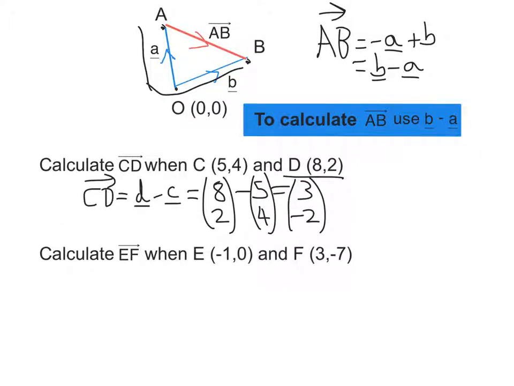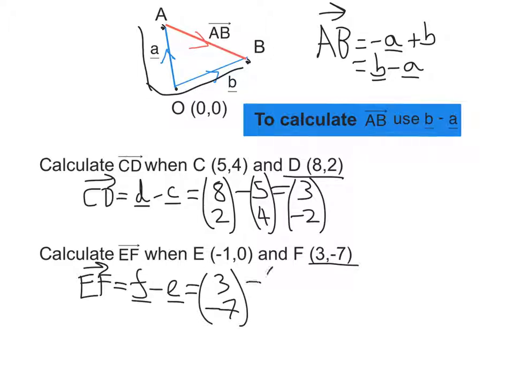So let's do EF. So EF is the position vector of the second letter minus the position vector of the first. So for F we've got 3, negative 7. And for E we've got negative 1, 0. So 3 take away negative 1 is the same as 3 add 1, so that's 4. Negative 7 take away 0 is still negative 7. So EF is the vector 4, negative 7.